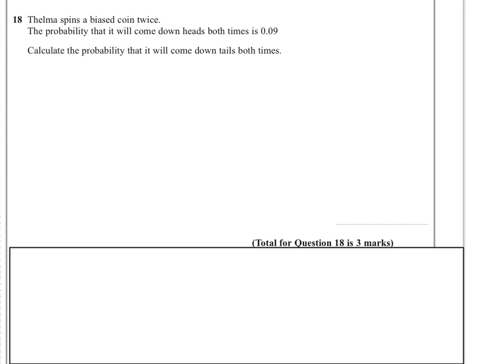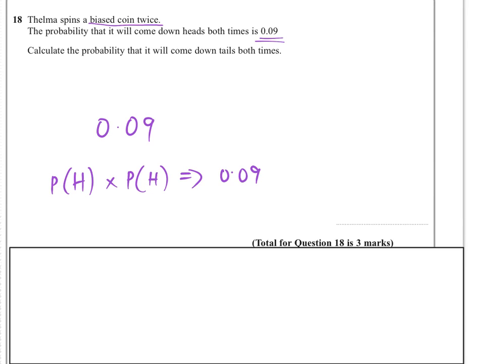Question 18. Thelma spins a biased coin twice. The probability that it will come down heads both times is 0.09. Calculate the probability that it will come down tails both times. So it's a biased coin, so it's not 50-50. And the other thing to work out is that we have 0.09 as the probability for the coin landing twice on heads. So that means the probability of heads times the probability of heads is 0.09.